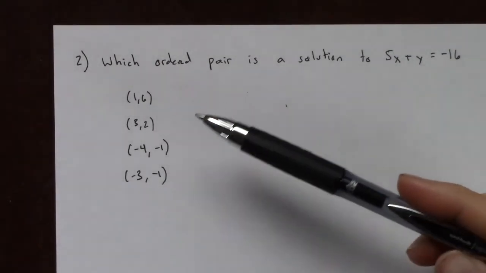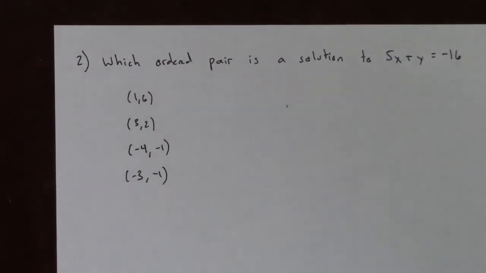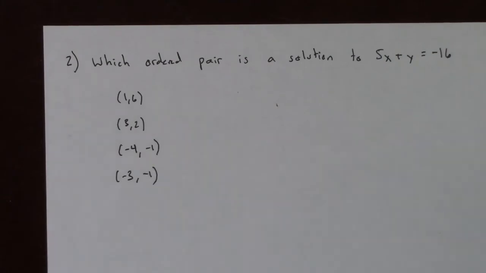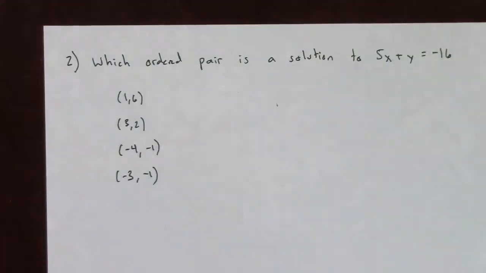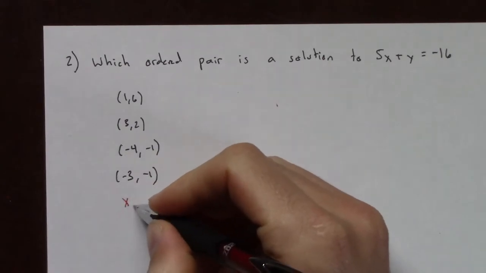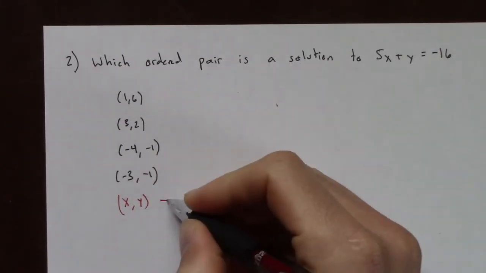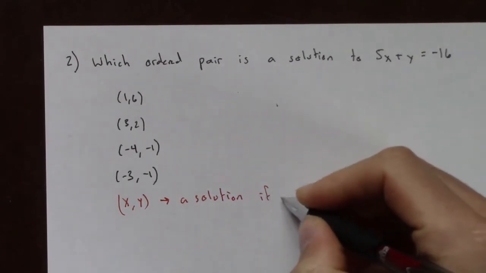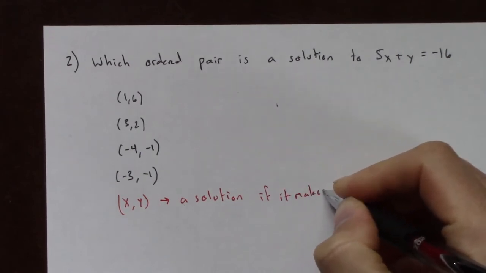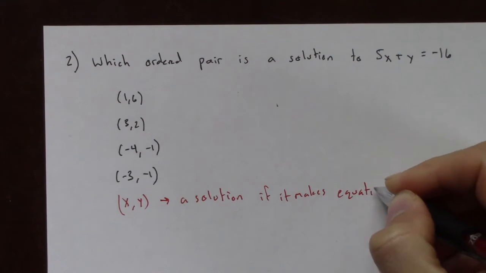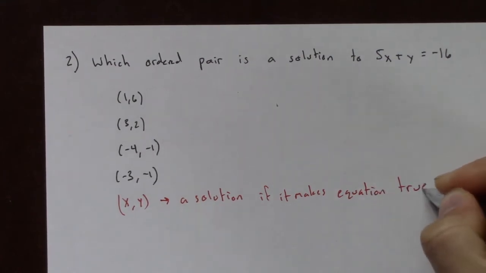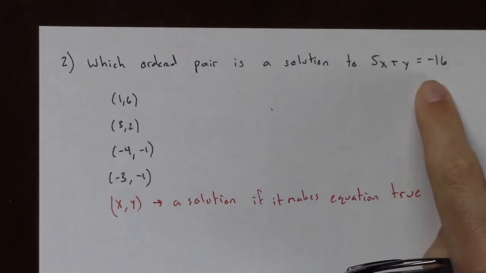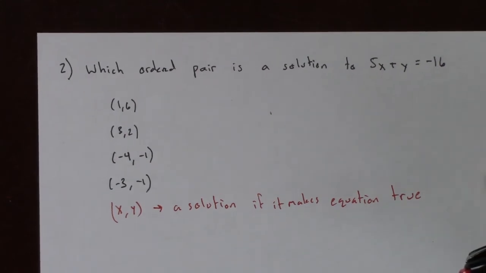And this particular question I've written so that it's multiple choice. The idea behind checking if an ordered pair is a solution merely comes down to remembering that every ordered pair, I'm going to grab a different pen color, every ordered pair is x comma y. And it is a solution if it makes the equation true. So all I'm going to do is take each of these ordered pairs, plug them into my equation for x and y, and see if I get that negative 16 that we want.